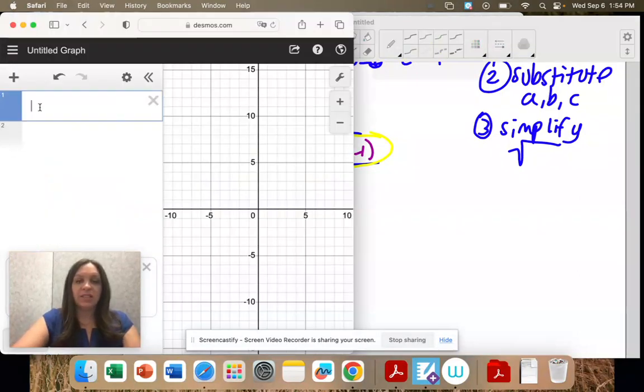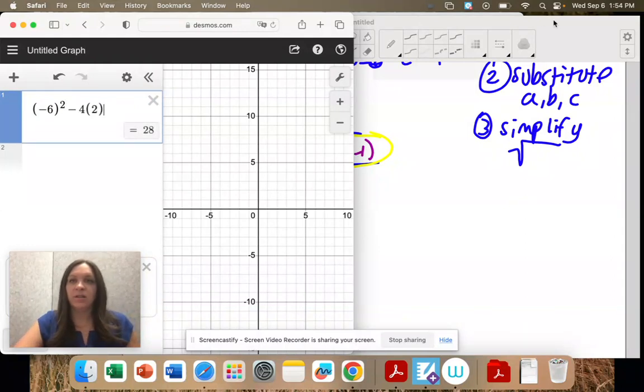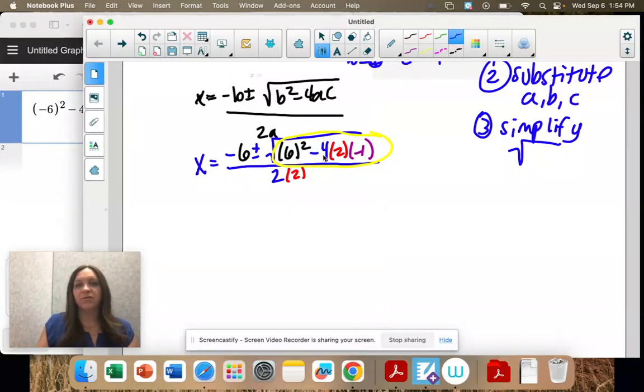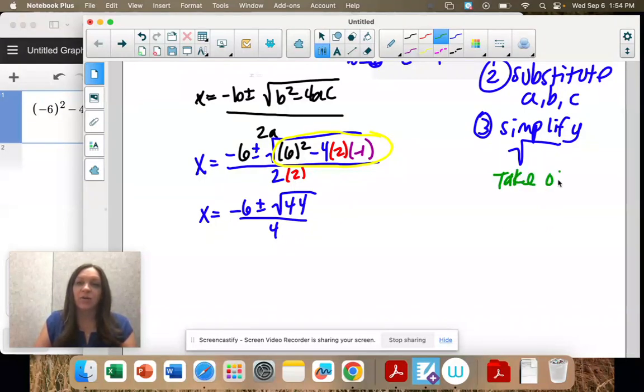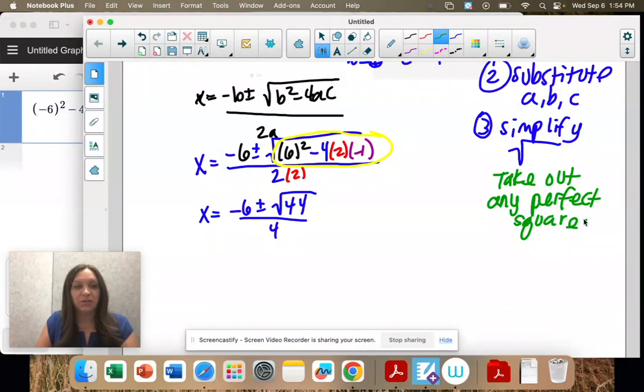So negative 6 squared minus 4 times a times c. So square root of 44 over 4. And I didn't do this on the last one, but 44 has a perfect square. We have to take out any perfect squares. So on the last one, I just knew there weren't any, so I moved on. We should have gone over that. But this can still be simplified.